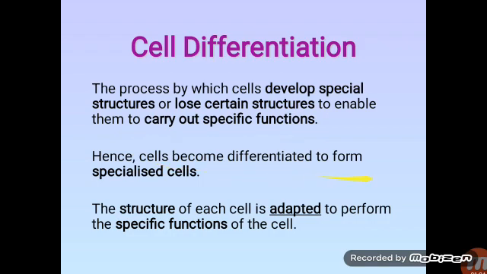Hence, cells become differentiated to form specialized cells, such as heart cells, neuron cells, nephron cells in the kidney, cardiomyocyte cells, which are our heart cells, and chondrocytes. And these all are specialized cells. Their function is special. Their structure is special. The structure of each cell is adapted to perform its specific function, just like hemoglobin has a circular and biconcave shape. So due to their structure, it easily passes through arteries.